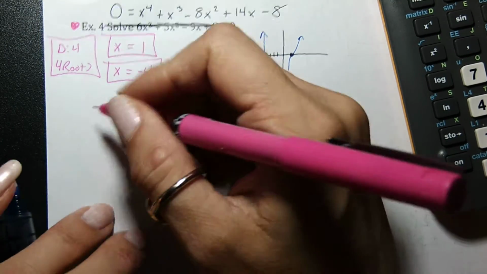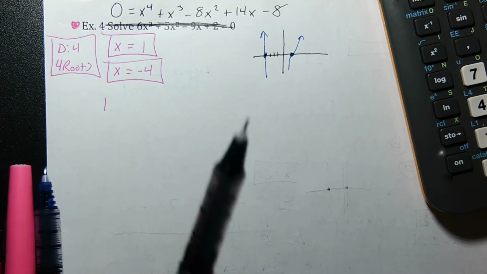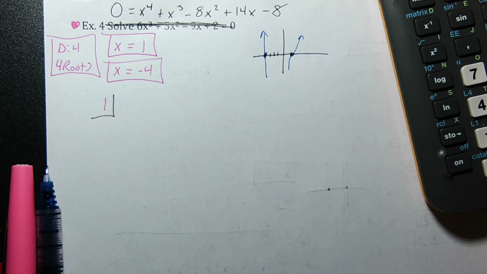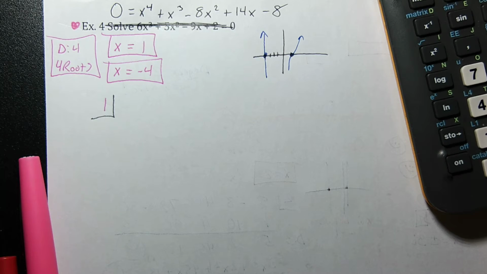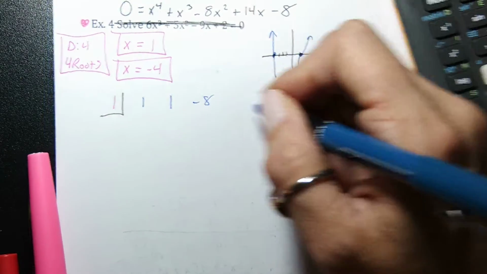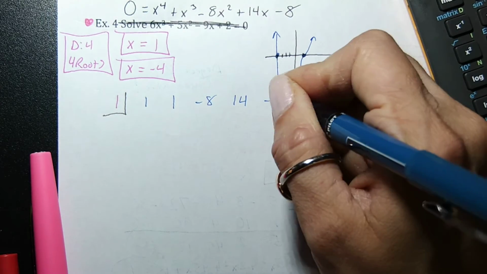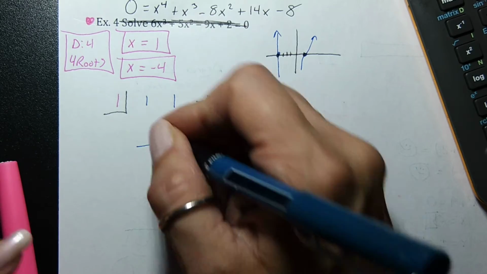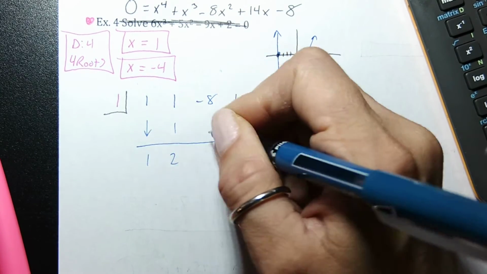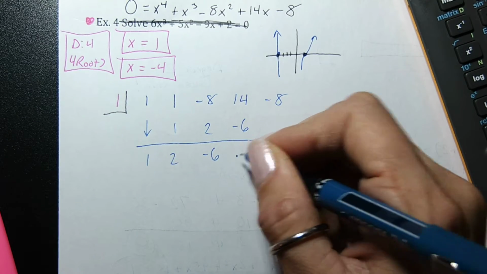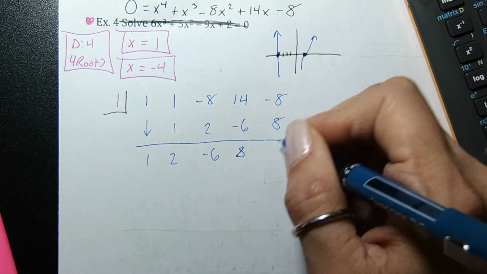So we put 1 in the box. Remember, if you're dividing by a factor or potential factor, you flip the sign. Root in the box, the sign remains. So, we've got 1 for x to the 4th, 1 for x cubed, negative 8 for x squared, 14 for x, negative 8 for the constant. Still checking for placeholders, just like we did earlier in this unit. 1, 1, 2, 2, negative 6, negative 6, positive 8, positive 8.